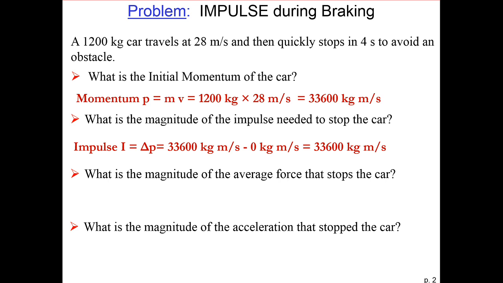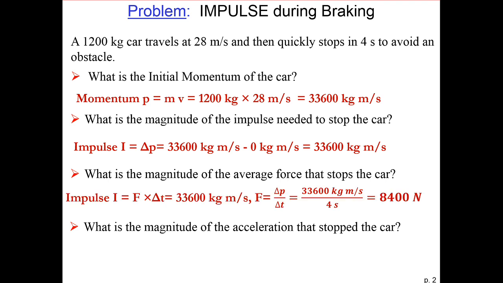The third part is, what is the average force that stops the car? Now we found the impulse in the previous question, and the impulse is the force times time. We are given that it takes 4 seconds for the car to come to a stop, so we can divide impulse by time to get the average force. We do that and divide 33,600 kilogram meters per second by 4 seconds, and we get our average force of 8,400 newtons.